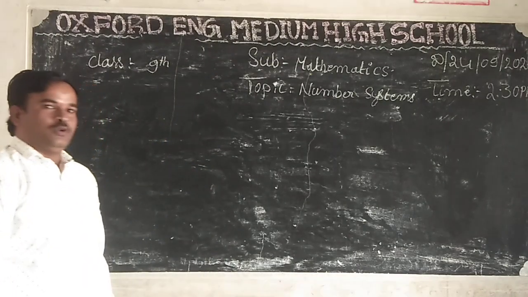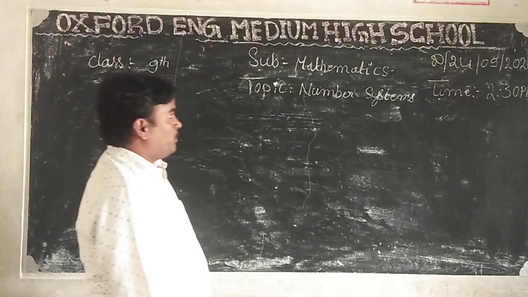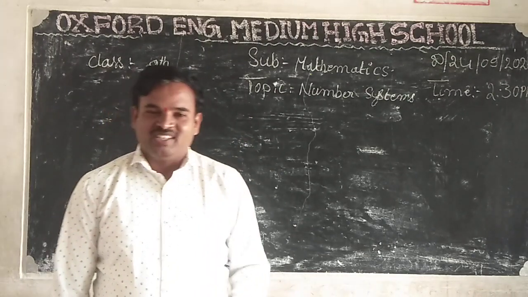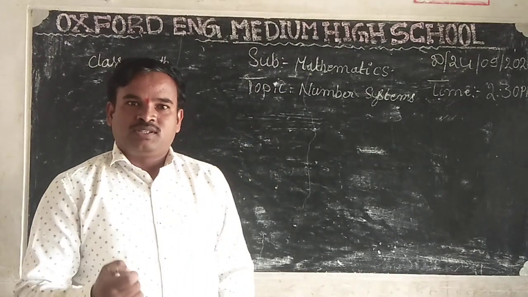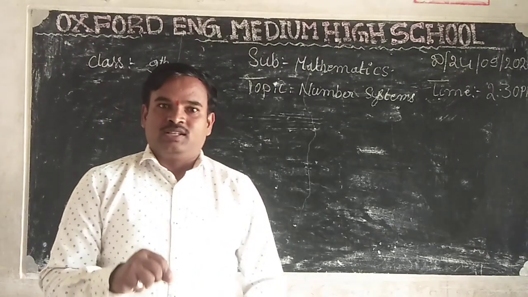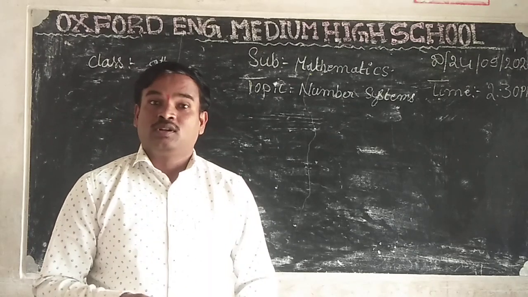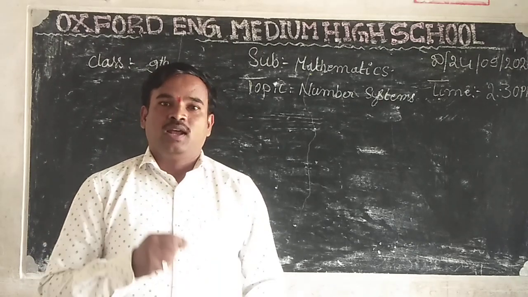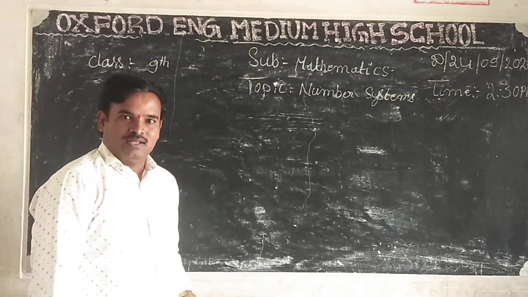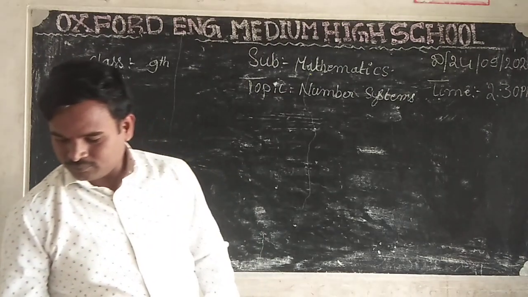Today we are going to the third video class for 9th standard on the topic of number systems. In the previous classes we discussed number systems, types of number systems and irrational numbers. In this class we are going to learn how to define an irrational number and how to locate some irrational numbers on the number line. So let us discuss in this third video class.